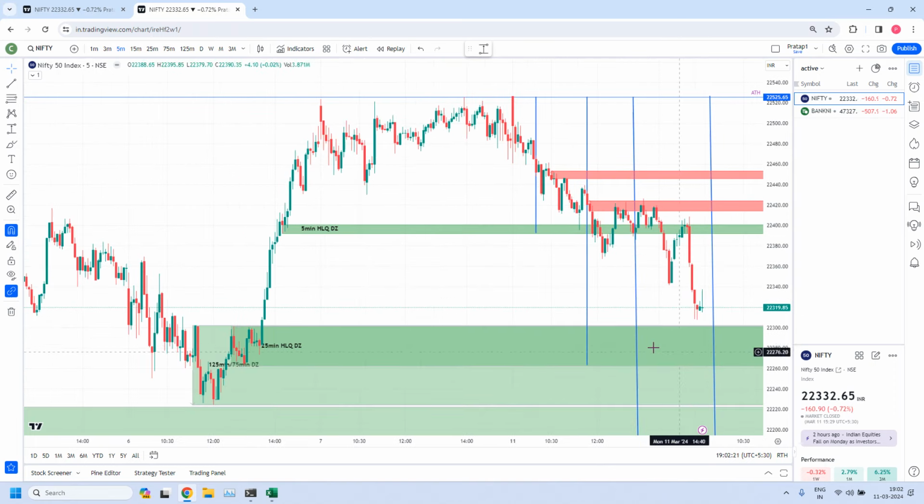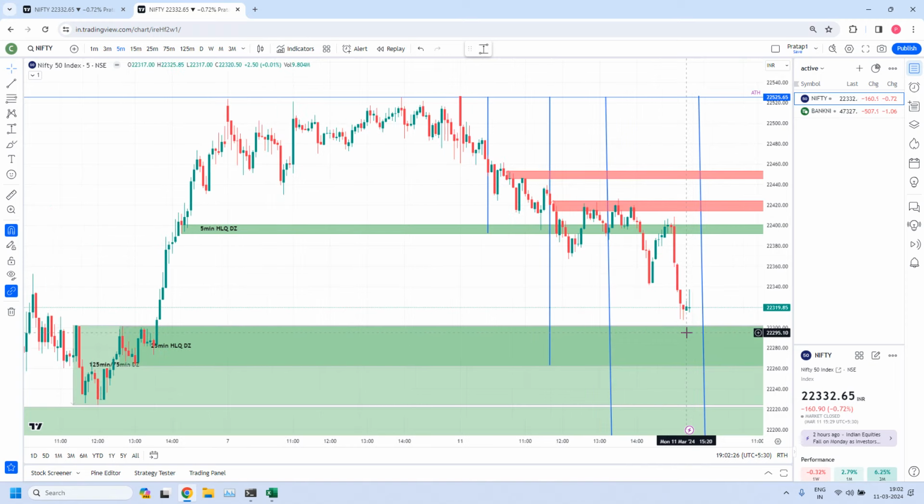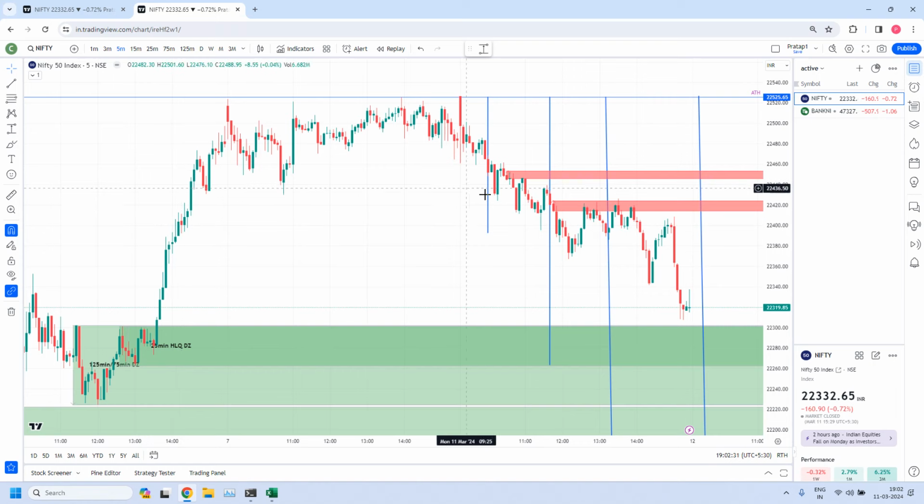Now Nifty is coming near the 25 minutes high liquidity demand zone. So this range is gone now. This is no more valid. This 5 minutes range is gone. Now there are going to be new ranges, but here new supplies are created. They might hold the prices, the 5 minute supplies.